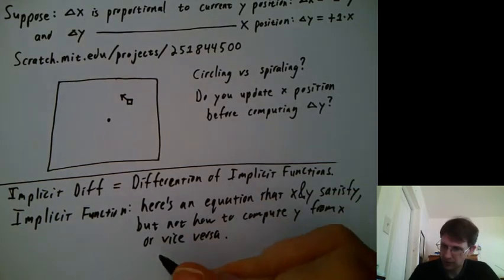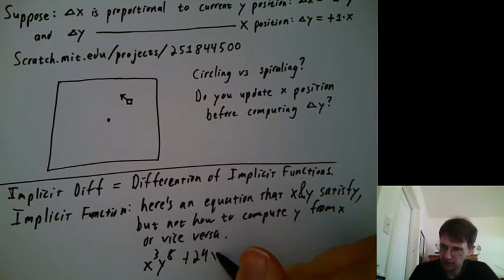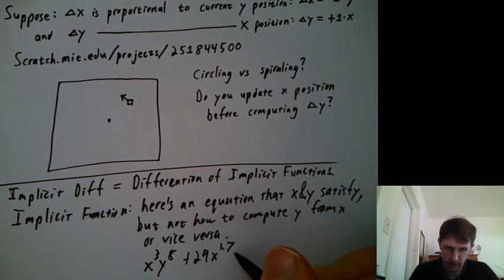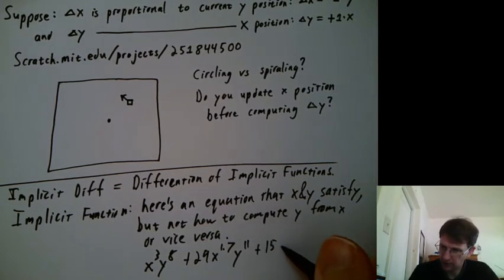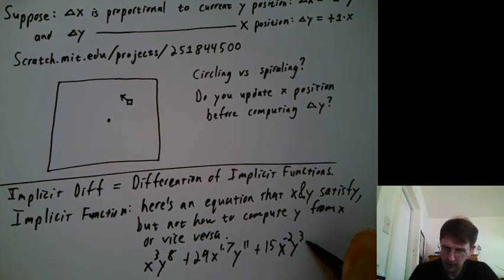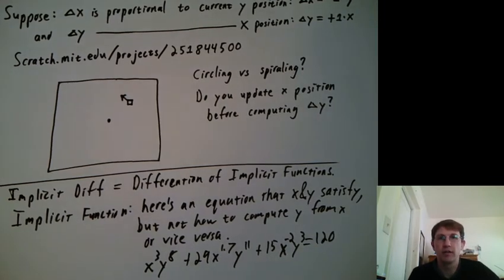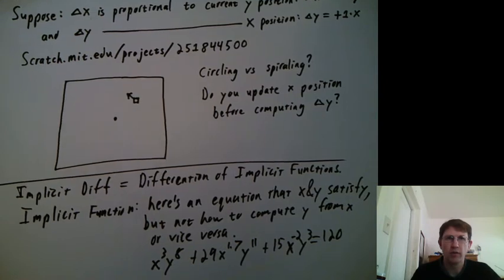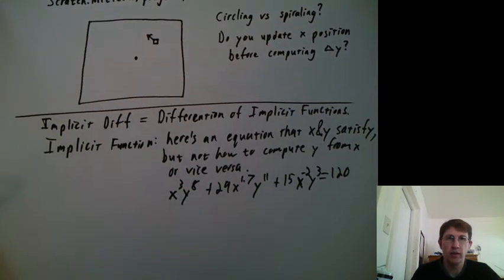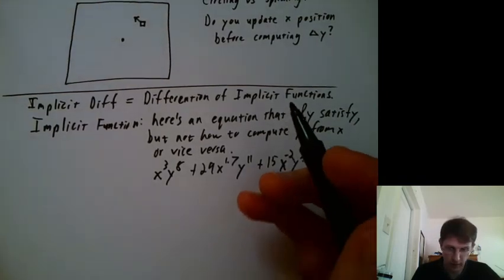So from a pure math point of view, you might have something like x cubed y to the 8th plus 29x to the 1.7 y to the 11 plus 15x to the -2 y to the 3 equals 120. You can see how that would be a pain in the neck to solve for x in terms of y or vice versa, right? Where do we ever see these? Well, they are useful in pure math, and the unit circle is also like that.